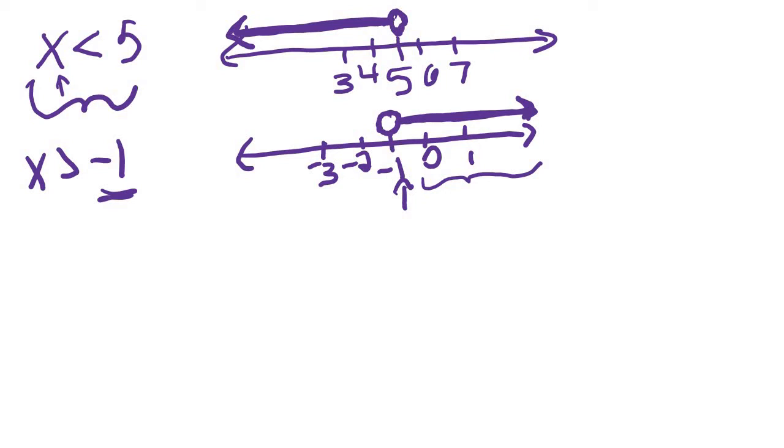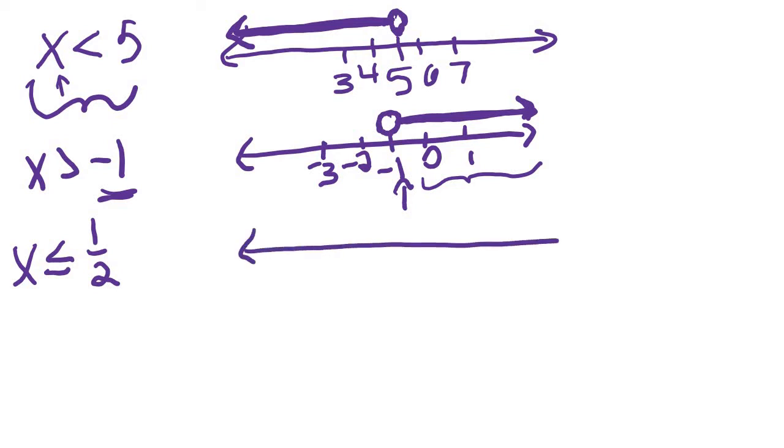All right, so that's in the cases where our answer does not include that number. So when we have just greater than or just less than. But remember, there's also greater than or equal to or less than or equal to. So say we had x less than or equal to 1/2. So we draw our little line. 1/2 is our important key term there. And then we'll draw some numbers to the right and some to the left.